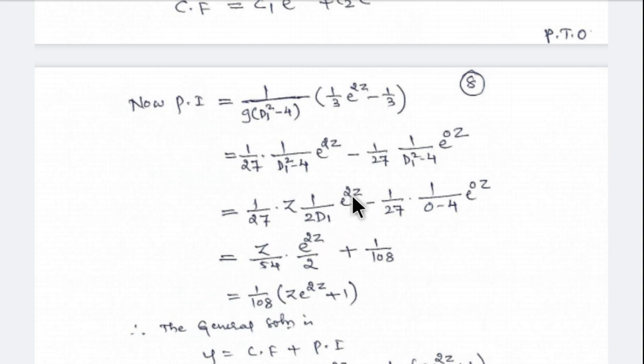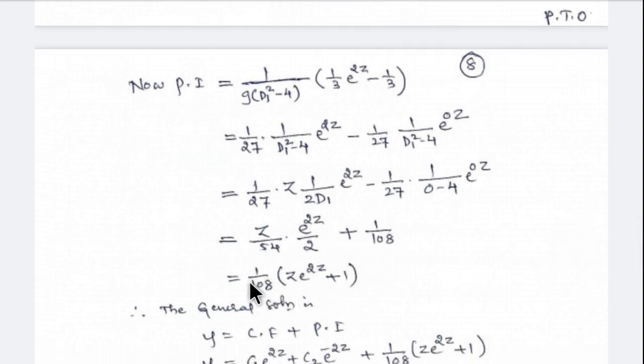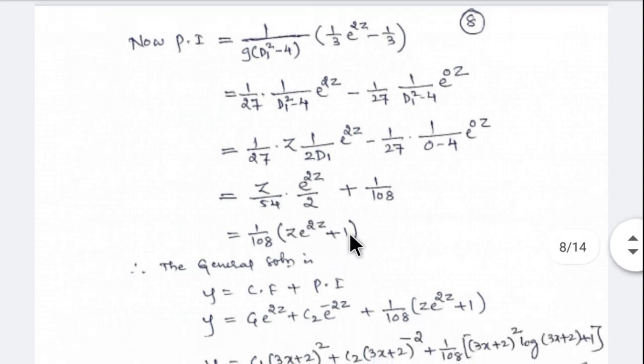Use 1 by D1 as integration of e^(2z), that is e^(2z) by 2, plus, minus times minus gives plus, 4. 27 into 4 is 108. After simplifying you get 1 by 108. So finally, 1 divided by 108 into (z e^(2z) + 1). This is the particular integral.